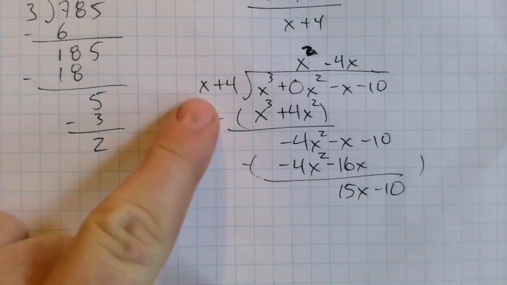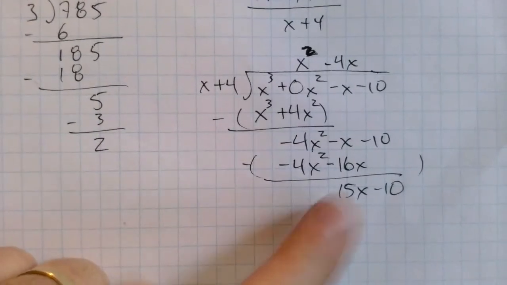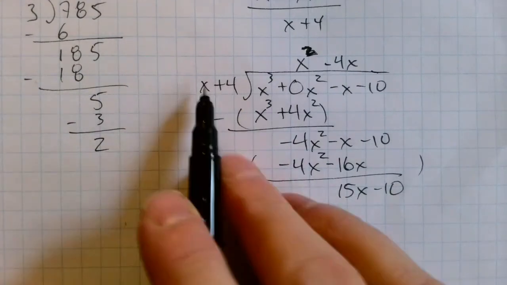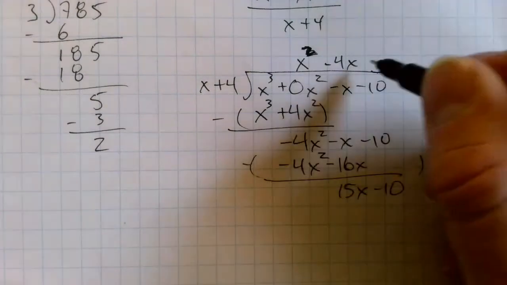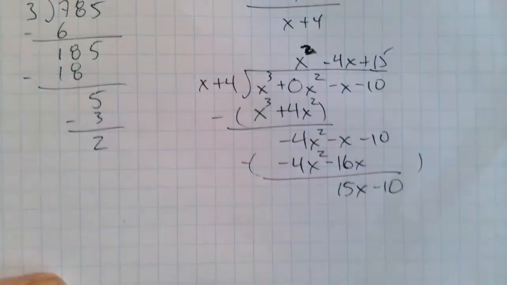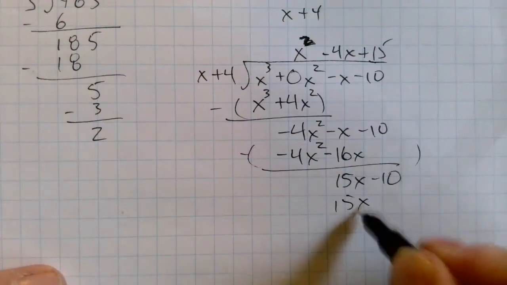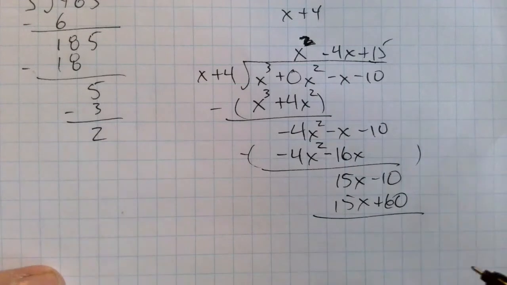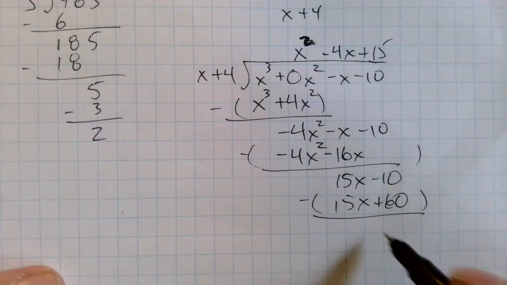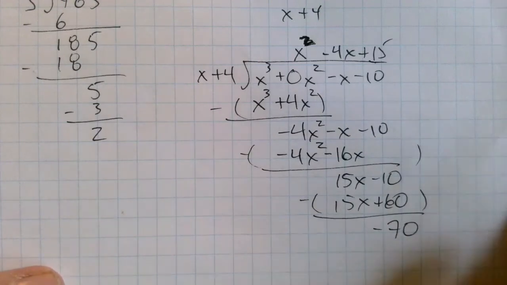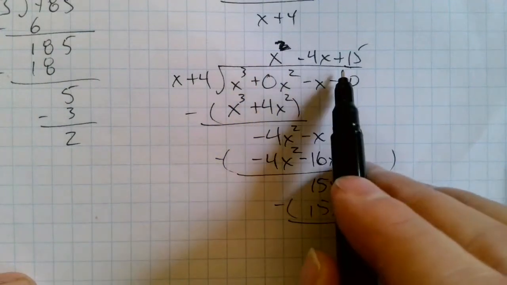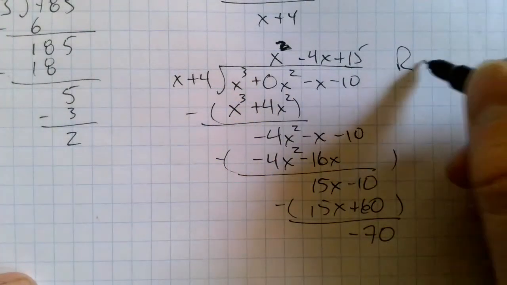Now, the degree of my divisor and the degree of my remainder here are the same, so I can keep going. What can I multiply by x plus 4 to get this 15x to show up? And the answer is 15. So 15 times x is 15x. Love it. Beautiful. 15 times 4 is going to be 60. And then I subtract. And negative 10 minus 60 is going to be negative 70. And so there's my remainder now. So my quotient was x squared minus 4x plus 15 with a remainder of negative 70.